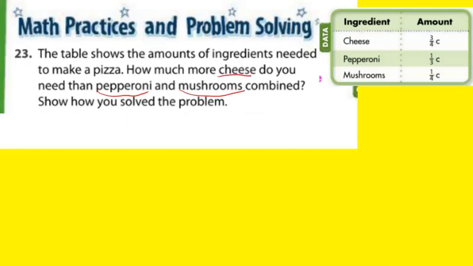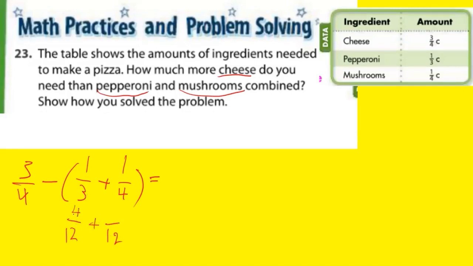So I can start with the fraction of cheese, 3 over 4 minus, between brackets, combined pepperoni is 1/3 plus mushrooms 1 over 4. Okay, then I will combine first between brackets 1 over 3 plus 1 over 4. Both denominators are divisible by 12. What makes 3 to be 12? Multiplied by 4 up and down. It will be 4 over 12.